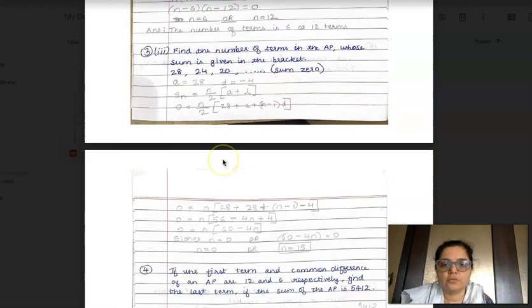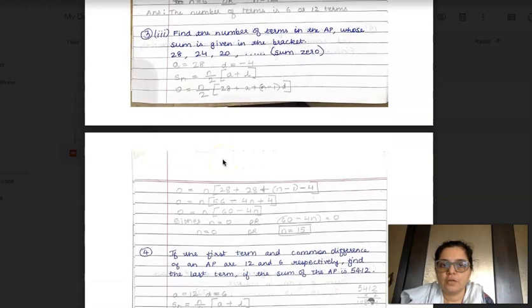Moving on. Here they are saying this is a sum where the sum is 0. So here I'm going to write 0. Here n can be 0 or n can be 15. So we choose the 15.